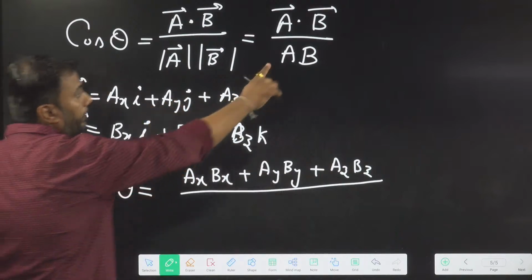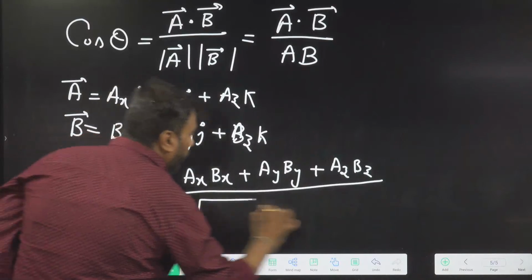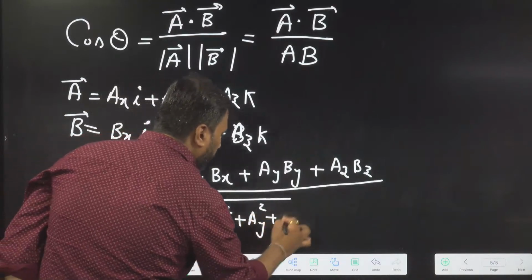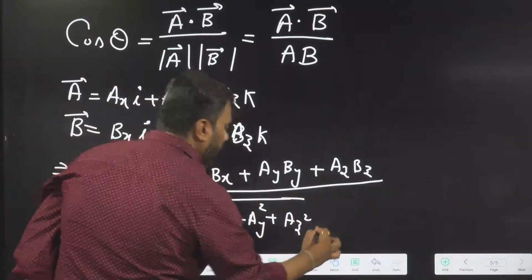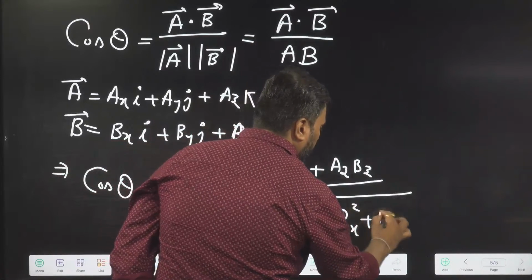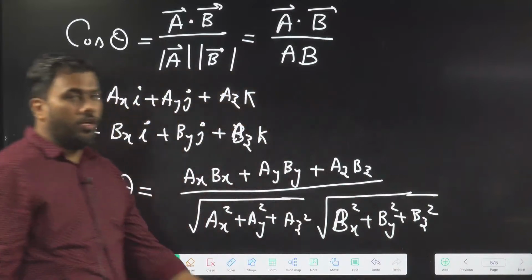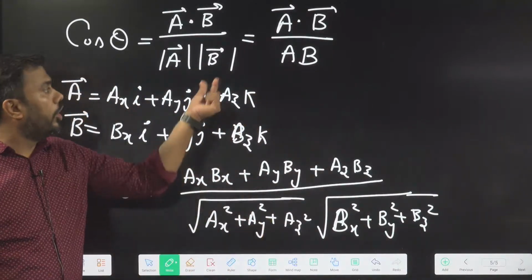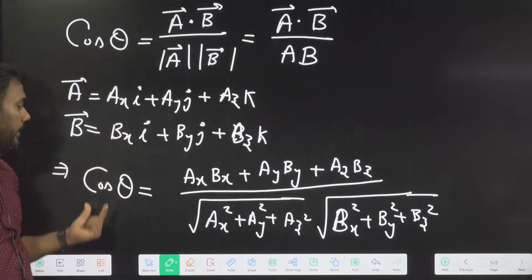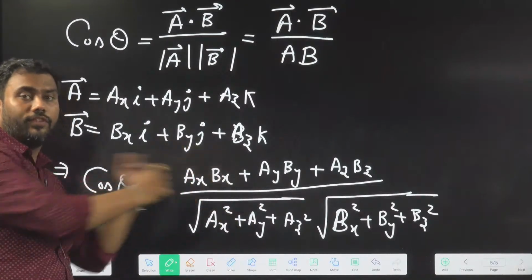Whole thing divided by the length of A and B. The length of these two vectors means their magnitude: magnitude of the first vector multiplied with magnitude of the second vector. So by this, dot product of two vectors upon the magnitudes of vectors A and B, we will get cos theta. The angle between two vectors can be determined. We will get theta as cos inverse of this.